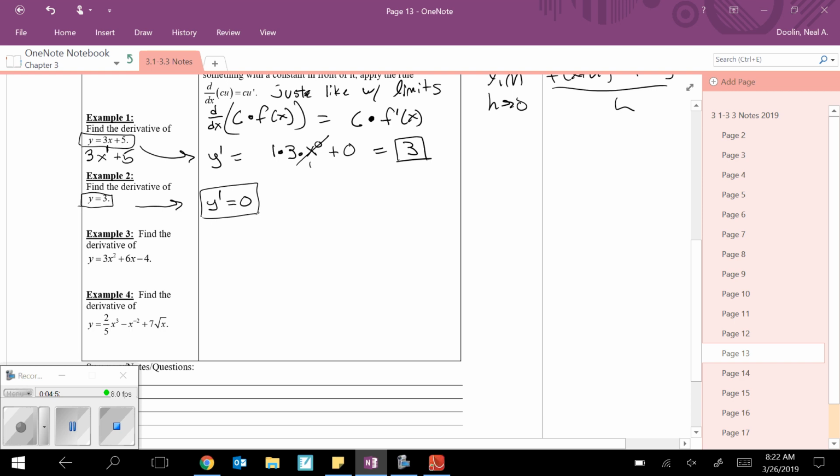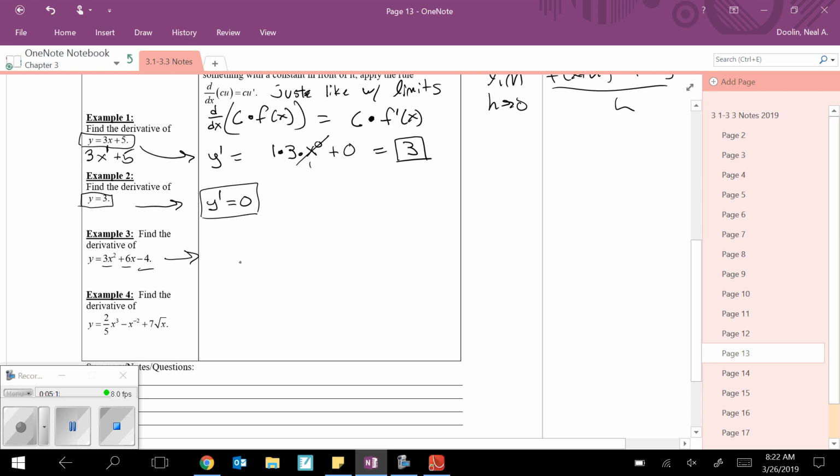Our next one is quadratic, and if we think about what we've observed in previous lessons, we would be expecting a linear derivative. So let's see here. I'm going to use the power rule on the first two terms here because they actually have x's, and then I'm going to use the constant rule on the minus 4.